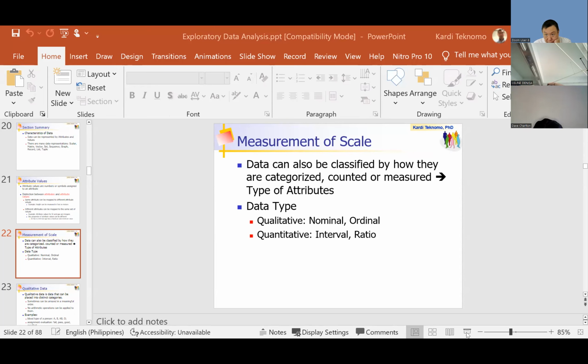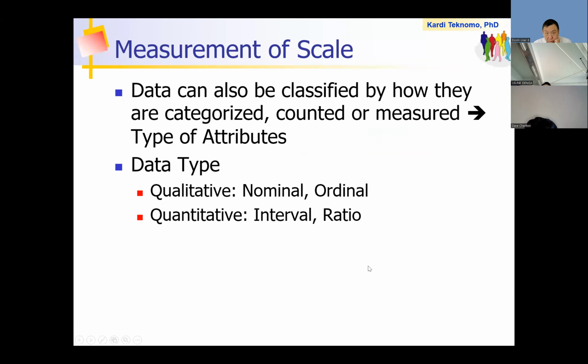So data can be classified into four types. Let's divide into two. Any data can be classified or categorized by the type of attribute. Sometimes we call it measurement of scale. So we have quantitative and qualitative data types. Qualitative means either nominal or ordinal. Quantitative means either interval or ratio.